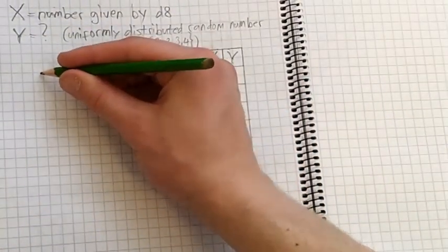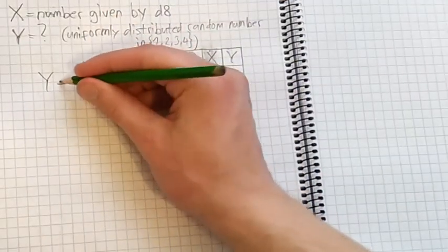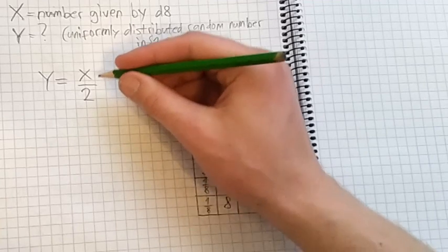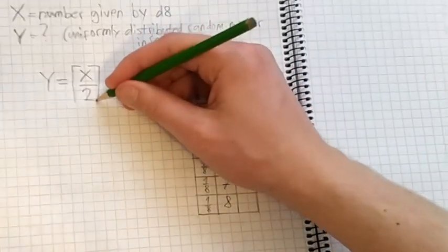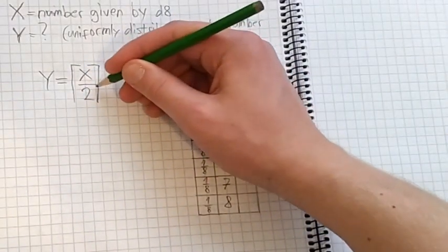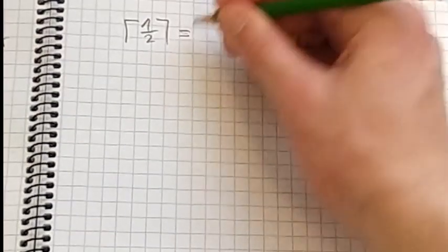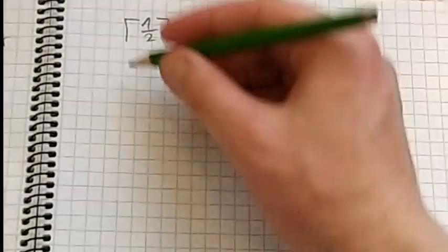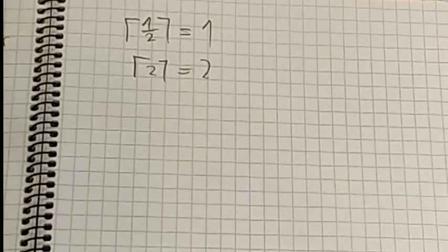There are many ways of doing it, but one way of transforming the D8 into a D4 is dividing the X, the number given by D8, by 2, and then taking a ceiling function. Well, what does this ceiling function do? It rounds up this number into the next integer. For example, the ceiling function of 1/2 equals 1, because the least integer greater than or equal to 1/2 equals 1. And, for example, the ceiling function of 2 equals 2, because 2 is greater than or equal to 2.